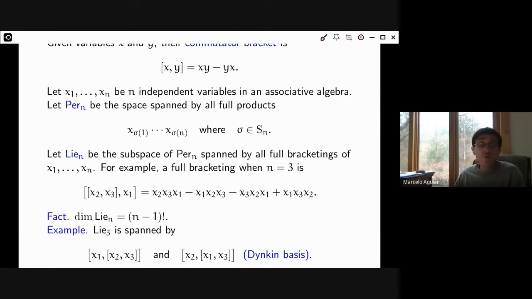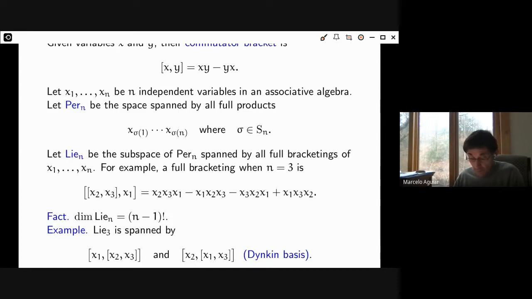well, there are many of those, right? Because when you think about it, you see that what you have to do to construct one of these is to first pick an ordering, so n factorial choices, and then there's a Catalan number of choices for the way in which you can put parentheses around pairs of these elements. So there are many of those elements, but it turns out that, of course, there are many linear relations among these full bracketings. And the vector space that they span, Lie n, happens to be of dimension (n-1) factorial.